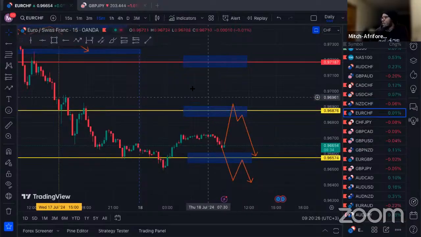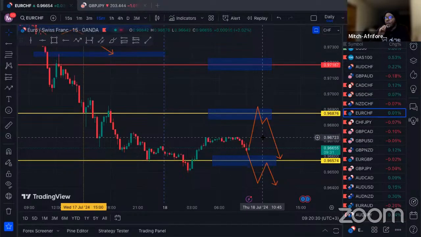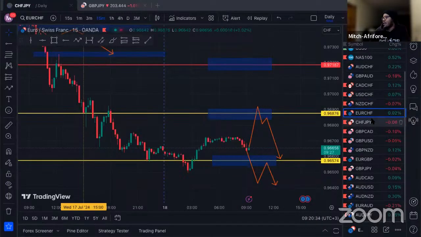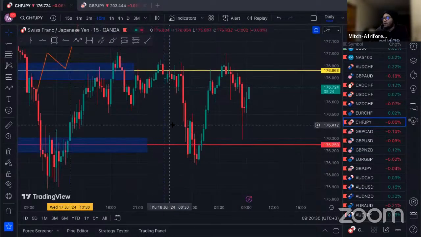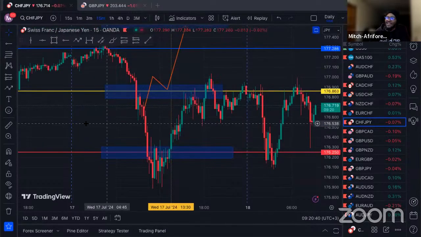So hope that's clear on the game plan. Not really much for us to do now except for either wait for that pullback or the price to break that particular area. So moving on to the next and last Swiss franc pair we do have. Now here we have the Swiss franc against the Japanese yen.